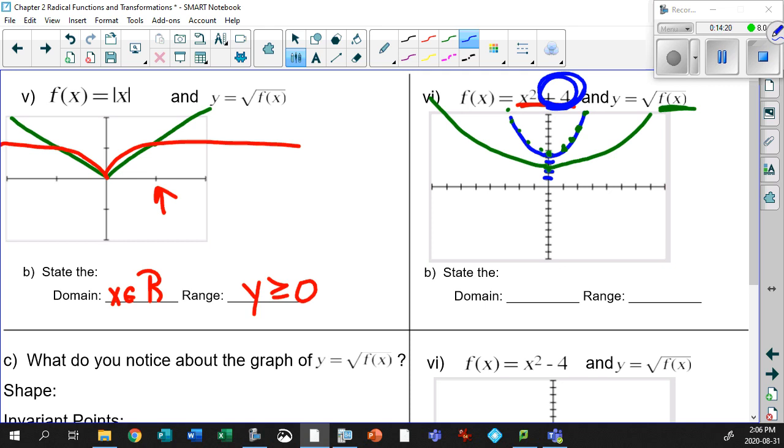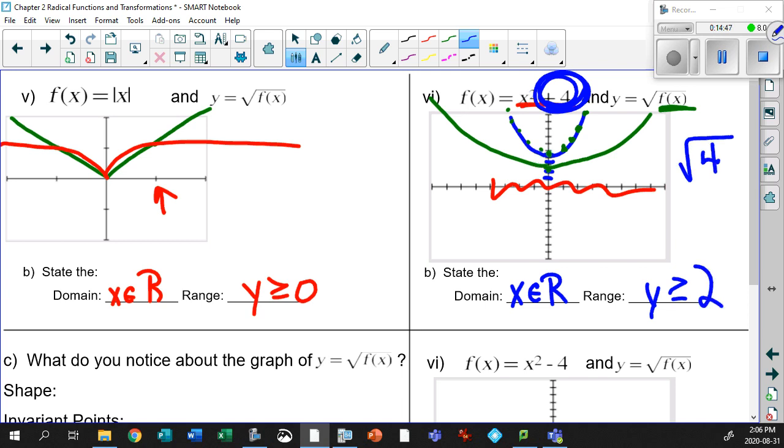Now, I'm going to say right now that our domain is going to be a value of R, and our range, of course, is going to be greater than or equal to not 0 this time, because if you look, there's really nothing here, right? This particular graph starts on whatever the intercept is. Oh, and it's not just the intercept, it's the square root of that intercept. So in fact, it's greater than or equal to 2.